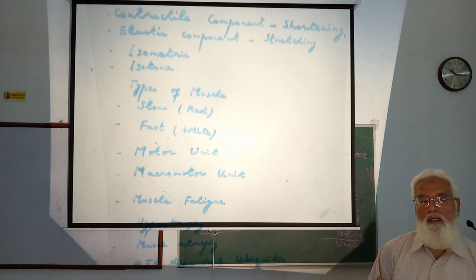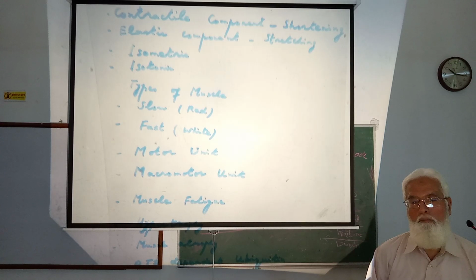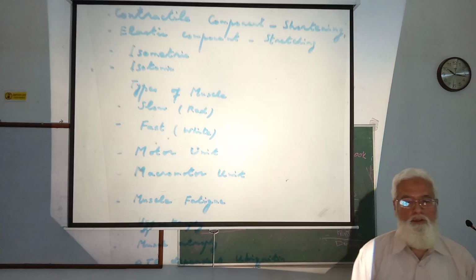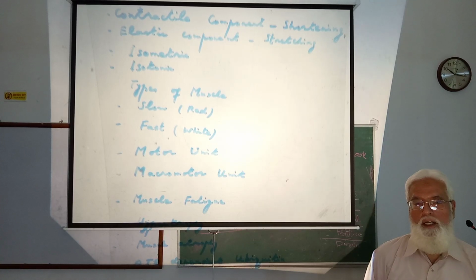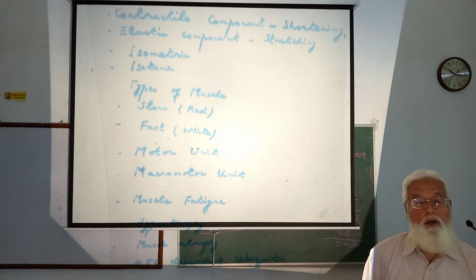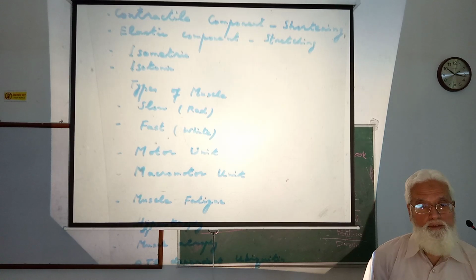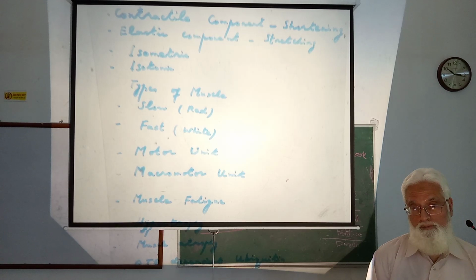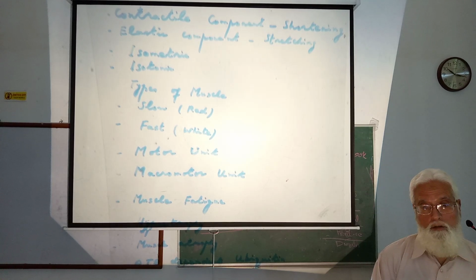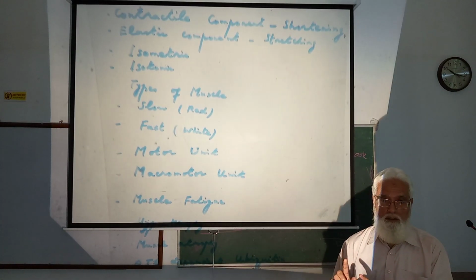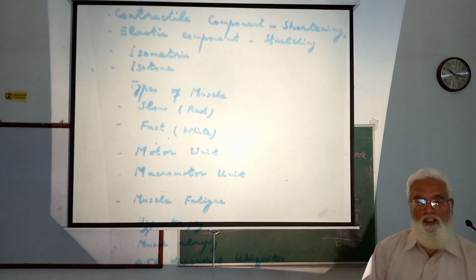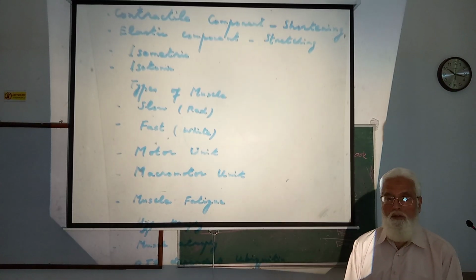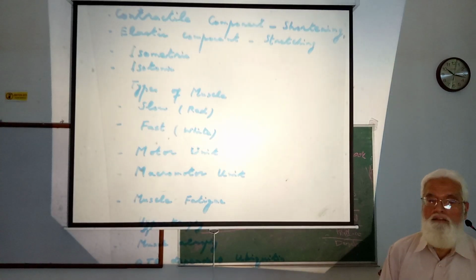These also contain a large quantity of myoglobin and lipids. Because of the increased number of red blood cells and myoglobin, these muscles are red. Why red? Because of the large number of red blood cells in the capillaries and the large quantity of myoglobin, which gives red color to the muscle.